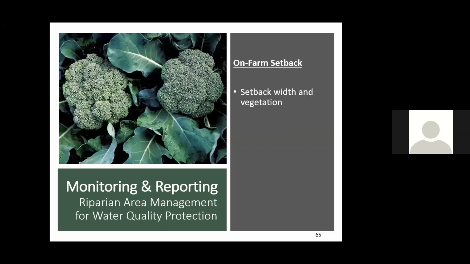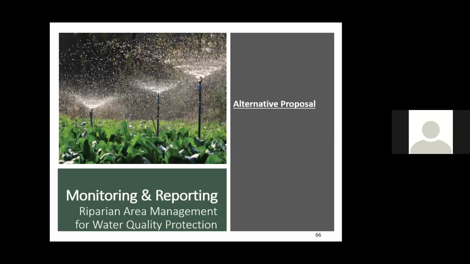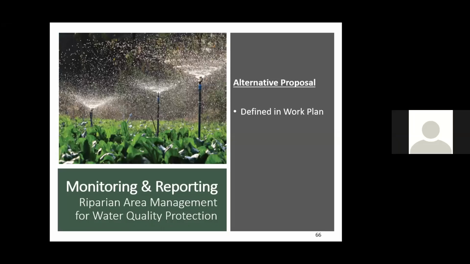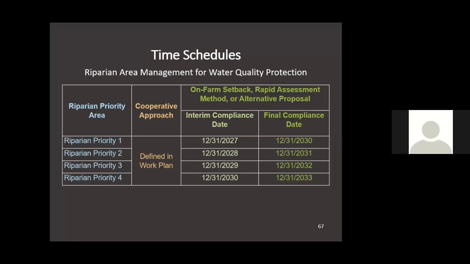If you choose the on-farm setback compliance pathway, you need to report the setback width and vegetation cover on your annual compliance form each year. If you choose the rapid assessment method, you also need to report the setback width and vegetation as well as your assessment score. Finally, if you choose the alternative proposal, you need to submit and implement a work plan, which the executive officer must approve, as I mentioned earlier, and you would be required to report annually on your ranch-level surface water monitoring. Next, I'm going to finish up with a table that shows the interim and final compliance deadlines for each of the four pathways.